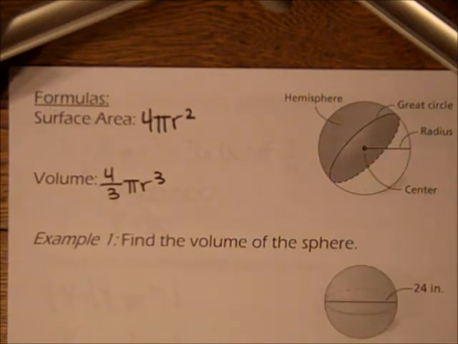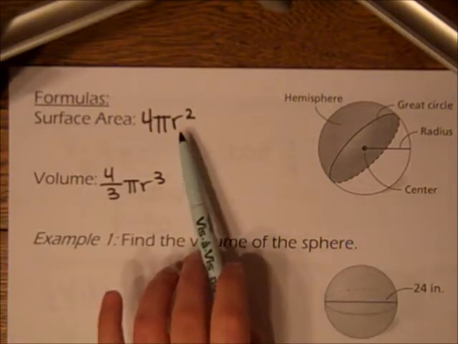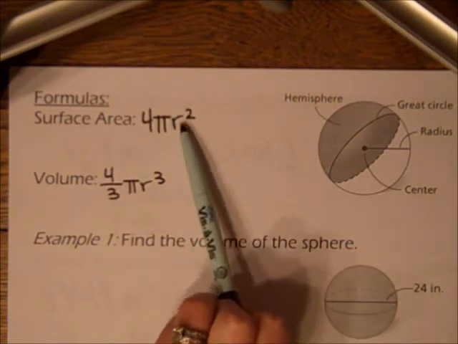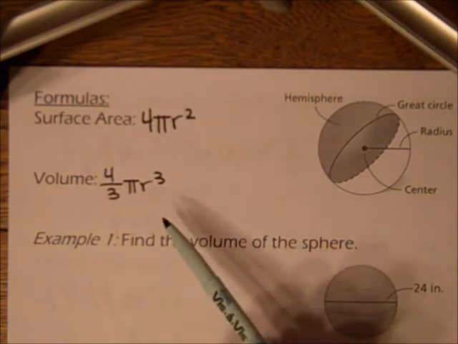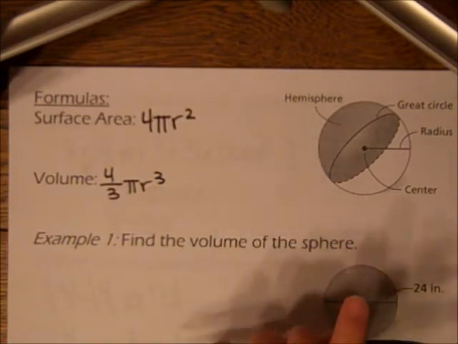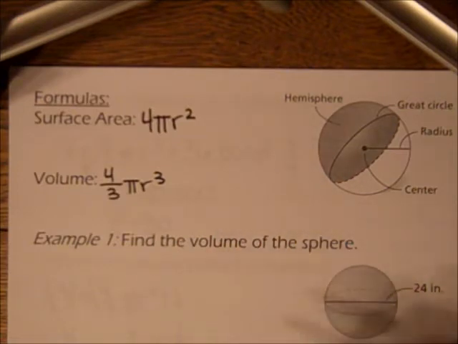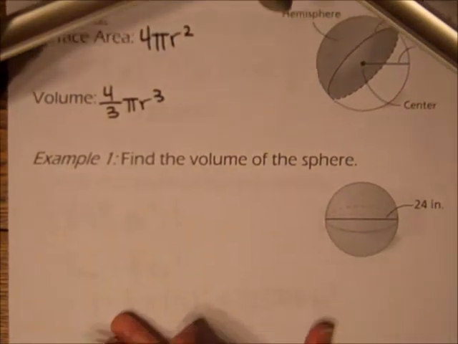Okay, all right, so formulas, I'm just going to give you both up front. Surface area for a sphere is 4 pi r squared. So it's the formula for the area of a circle, but then you actually quadruple it. And then volume is 4/3 pi r cubed. 4/3 pi r cubed.